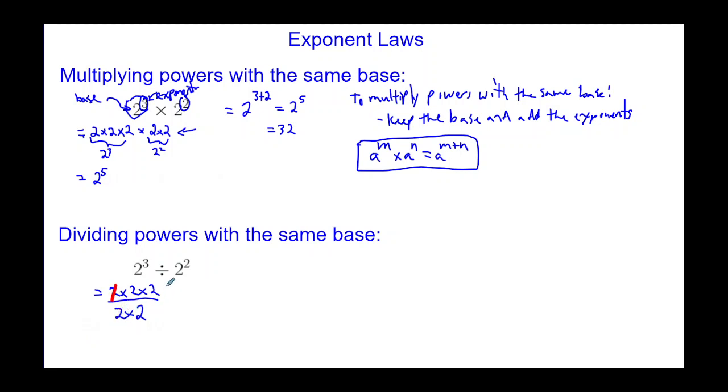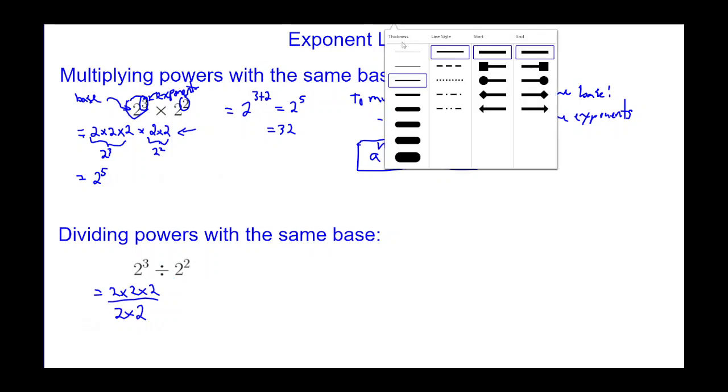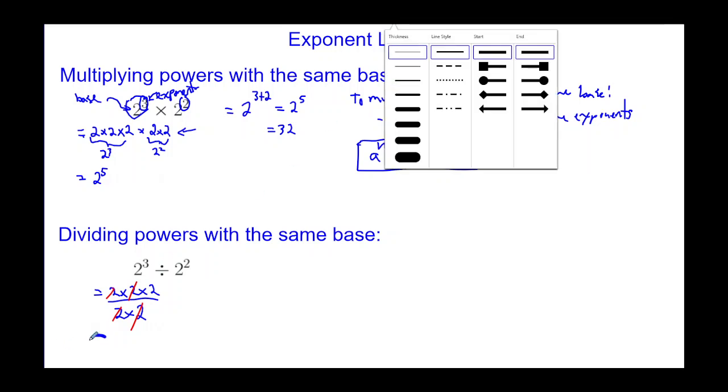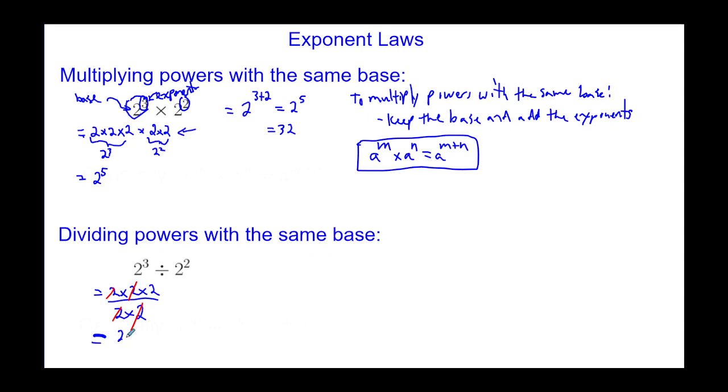So 2 divided by 2 is 1, and we could do that again. 2 divided by 2 is also 1, and that leaves us here with just 2. So it equals just 2. I'm going to write it as 2 to the 1 just so we can make the connection here. And so really what we did is we had 2 multiplied by itself 3 times, and then we were dividing out 2 squared. And so we ended up with just 2 to the power of 3 minus 2.